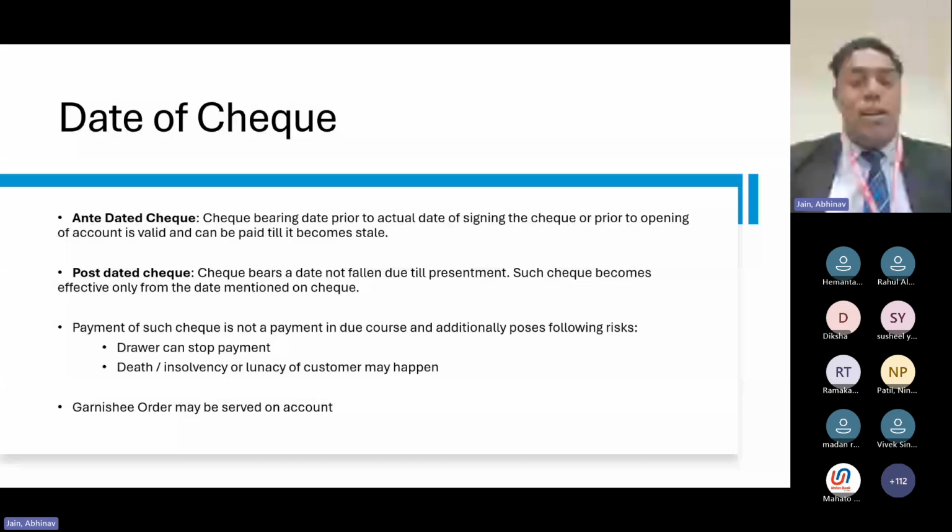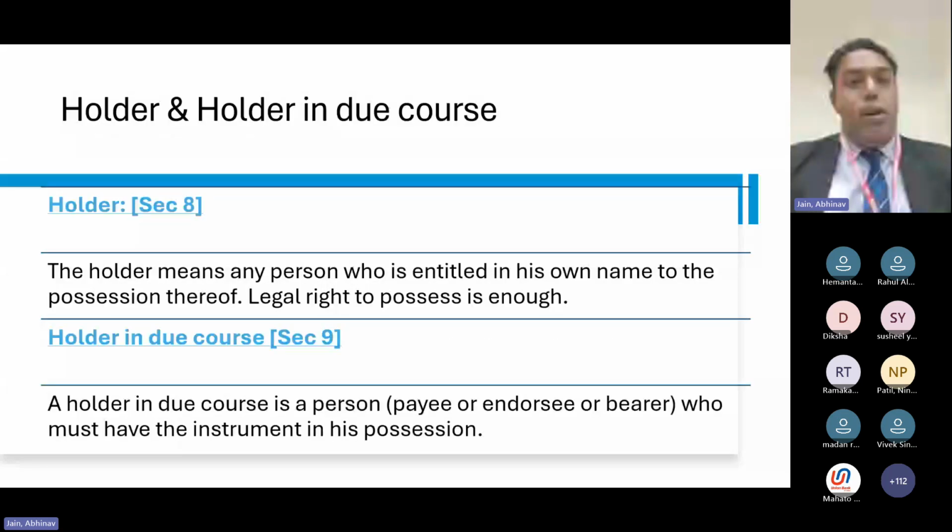Be sure about that. Next section is Section 8 of the NI Act, which defines holder. Now, who is a holder? Any person who is entitled in his own name to possess the check and has the legal right to possess the check is called a holder. And now Section 9 defines holder in due course. The holder in due course is a person, payee, endorsee, or bearer, he might be anyone, who must have the instrument in his possession. So he or she is holder in due course.